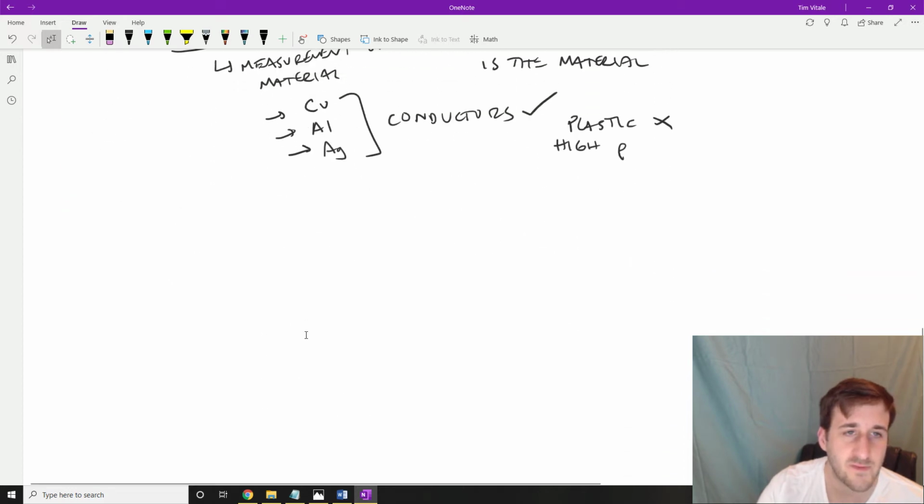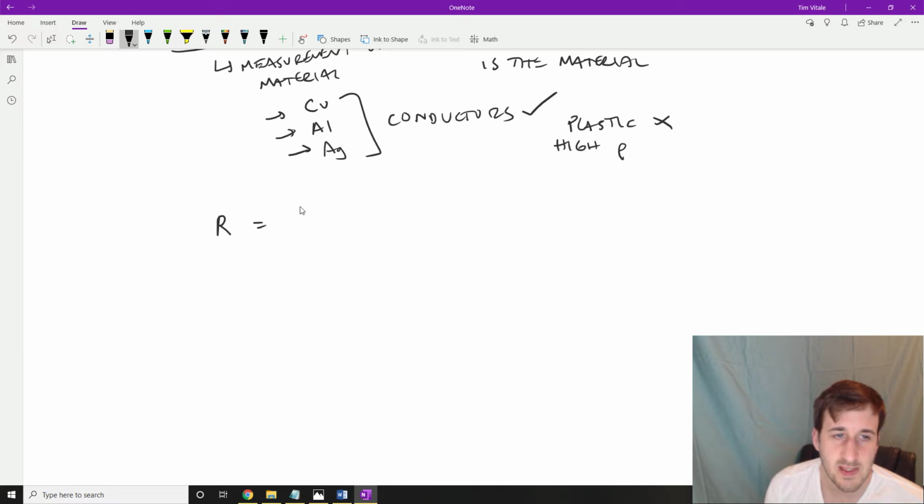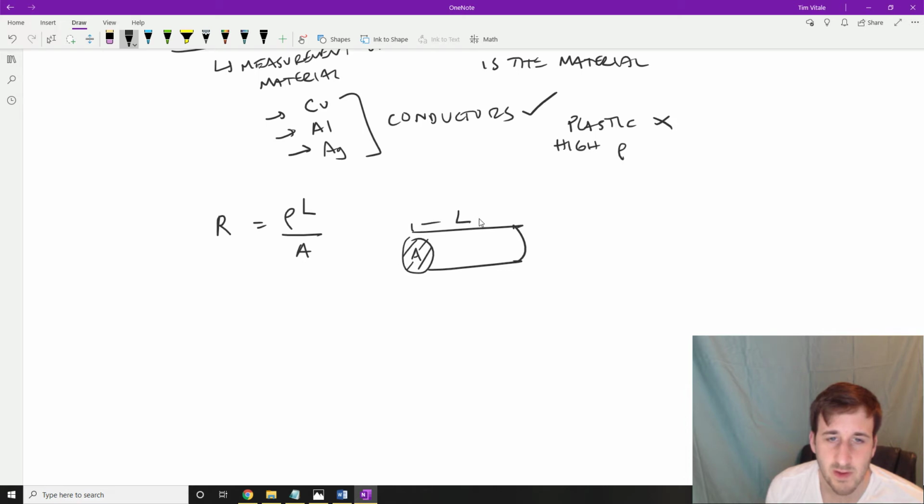There is one equation for resistivity, and it looks like this. This is resistance, not resistivity, is equal to resistivity times the length of the wire divided by the cross-sectional area of the wire. So if we have a wire, this right here is the cross-sectional area, and this right here is the length, from here to here, and then the resistivity is a property of the material. That would be a number that would either be given to you or you have to calculate it. And then we have R, which is the resistance, and that's measured in ohms.